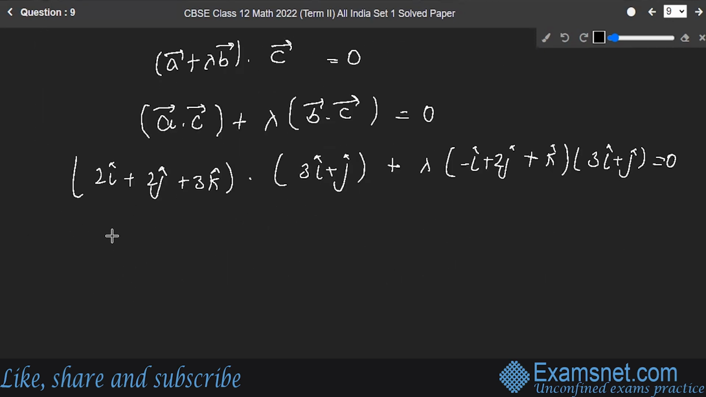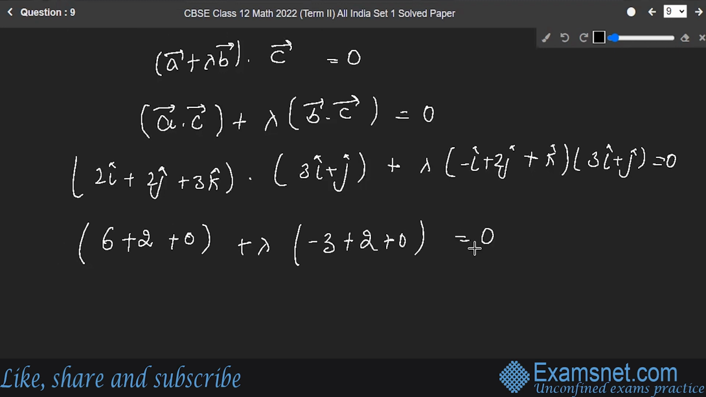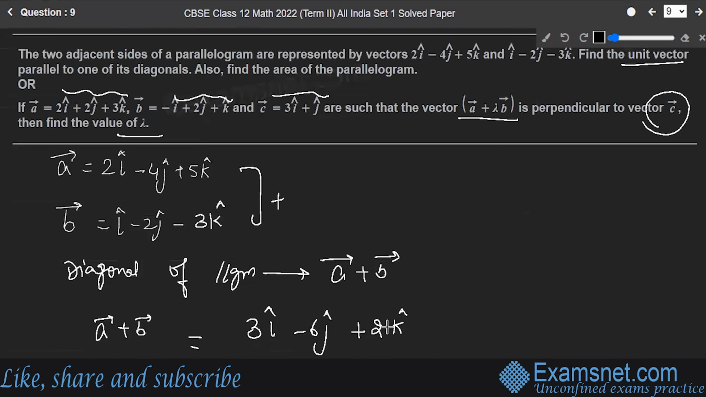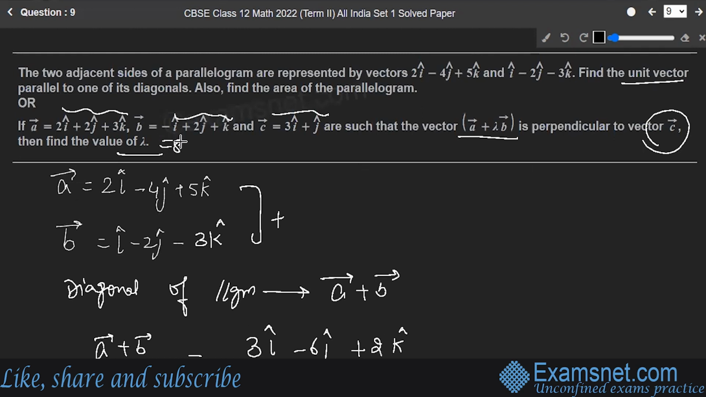This will be equal to 3 into 2, 6, plus 1 into 2, 2, plus 0, plus lambda times minus 3 plus 2 plus 0, is equal to 0. So 8 minus lambda is equal to 0, or lambda is equal to 8. So lambda is equal to 8. This is the answer to the question B part. Hope you have got that.